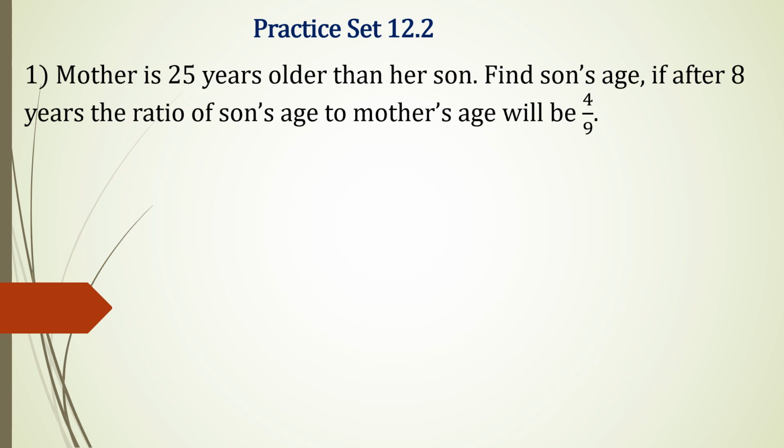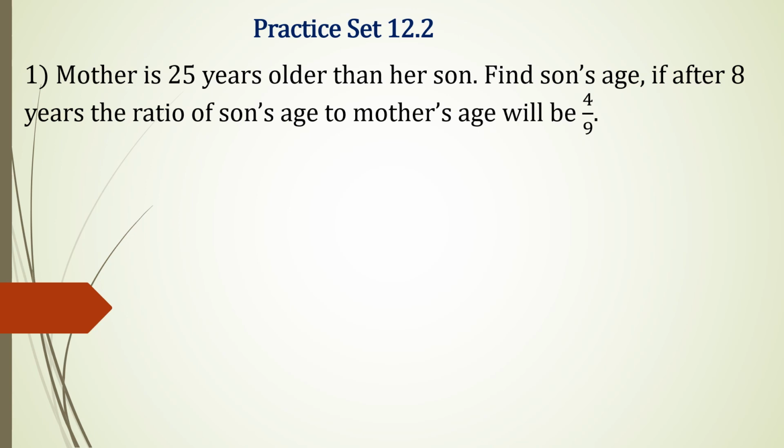So the given thing is the mother's age. That is, she is 25 years older, meaning she is elder to her son by 25 years. This is given. And the condition given here is that the ratio of the son's age to the mother's age will be 4/9 after 8 years. Okay, this is the given condition. And what is required, what you have to find, is the son's age. So you read and came to know what is given, what is required, and what is the condition.